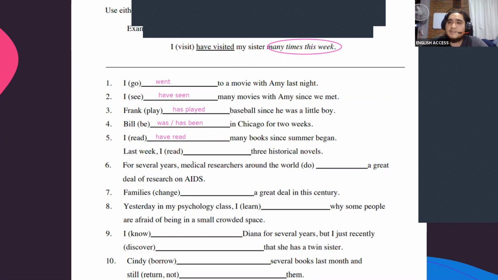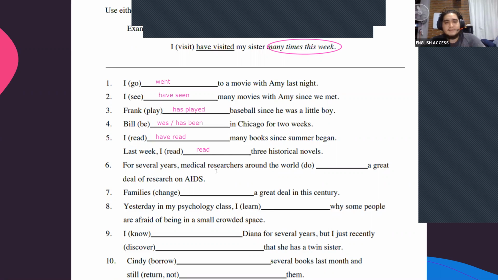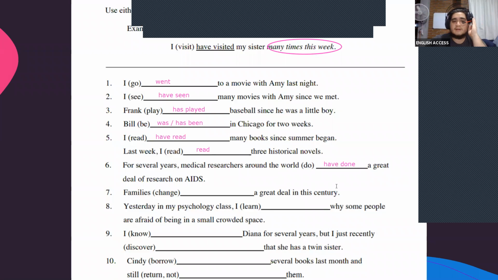Continue. Last week, I read three historical novels. Perfect. Very good. Last week. Gina, number six, please. Yes, for several years, medical researchers around the world have done a great deal of research on AATs. Have done. Very good.